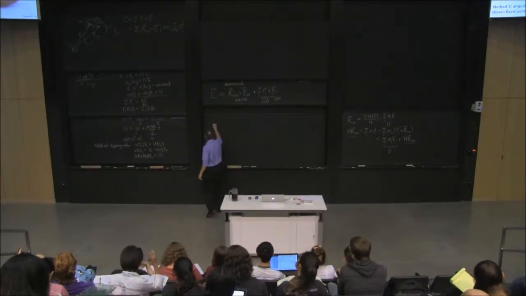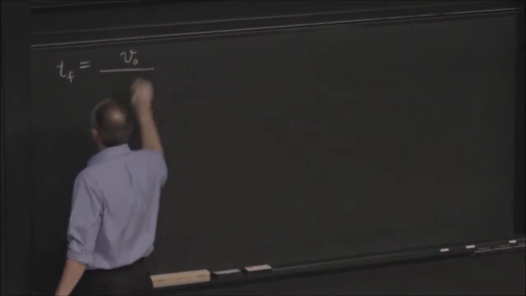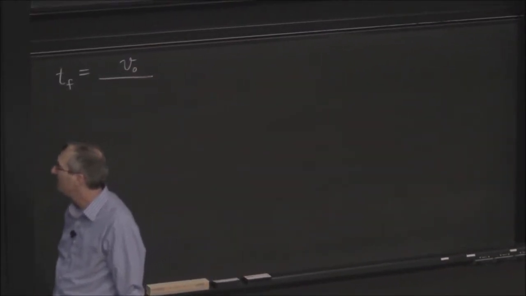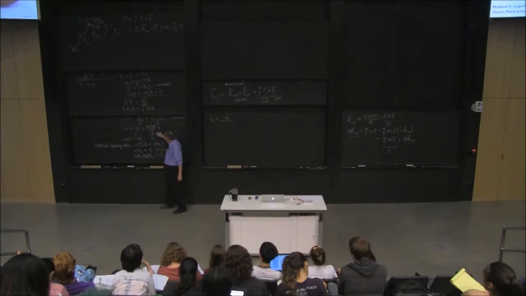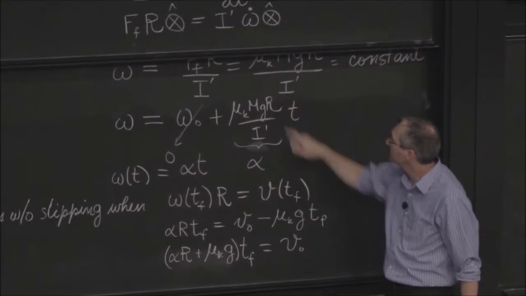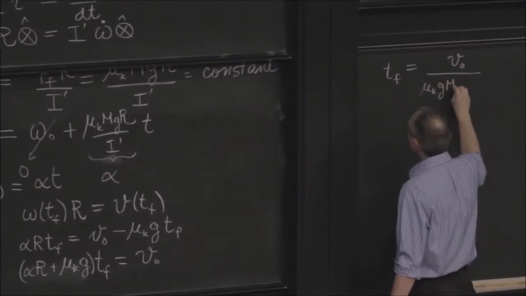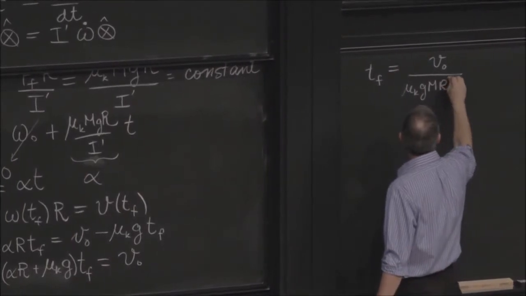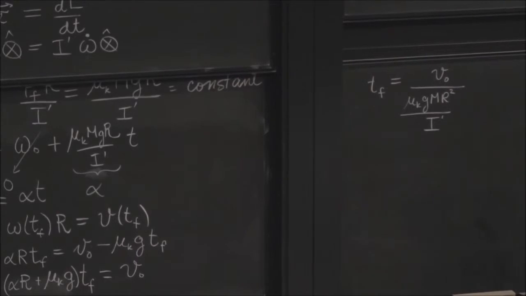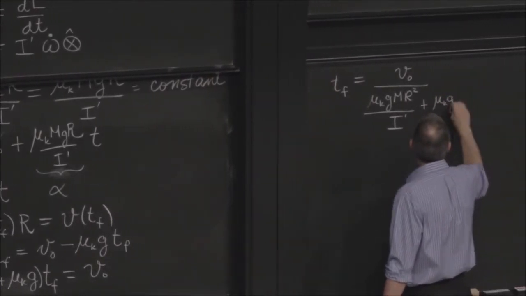Okay, so T final must be V naught over, what was alpha again? Oh, all this. Okay, so I have to multiply that by R, so this is going to look like mu sub k g m r squared over I prime plus mu sub k g.